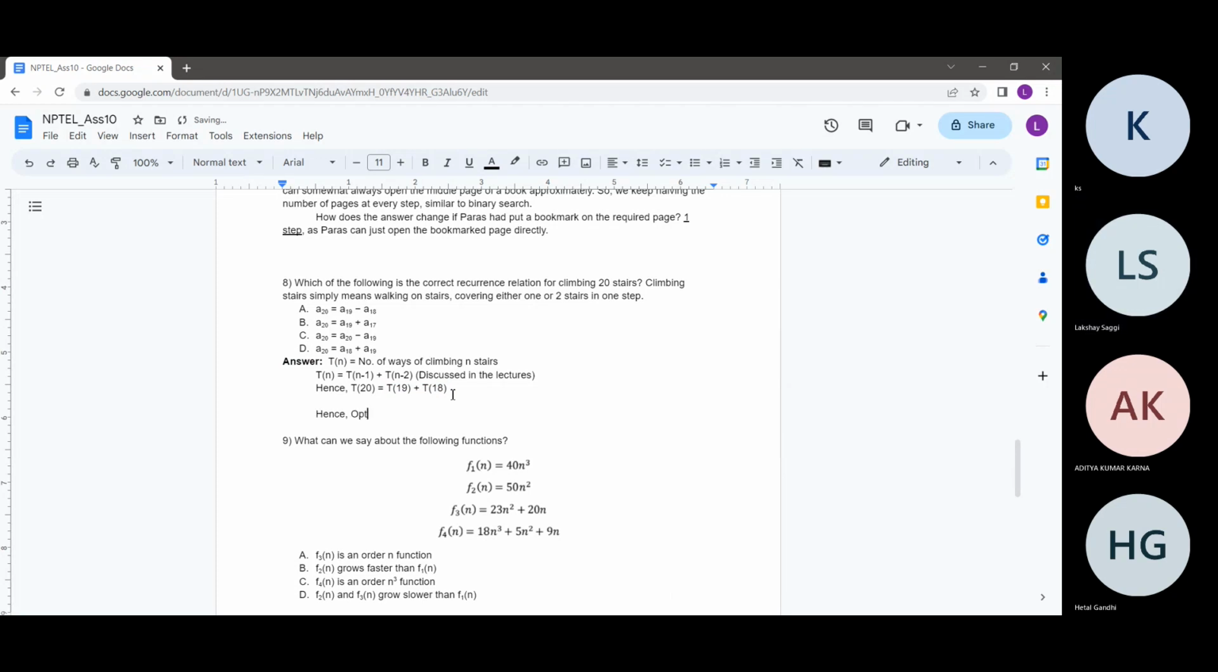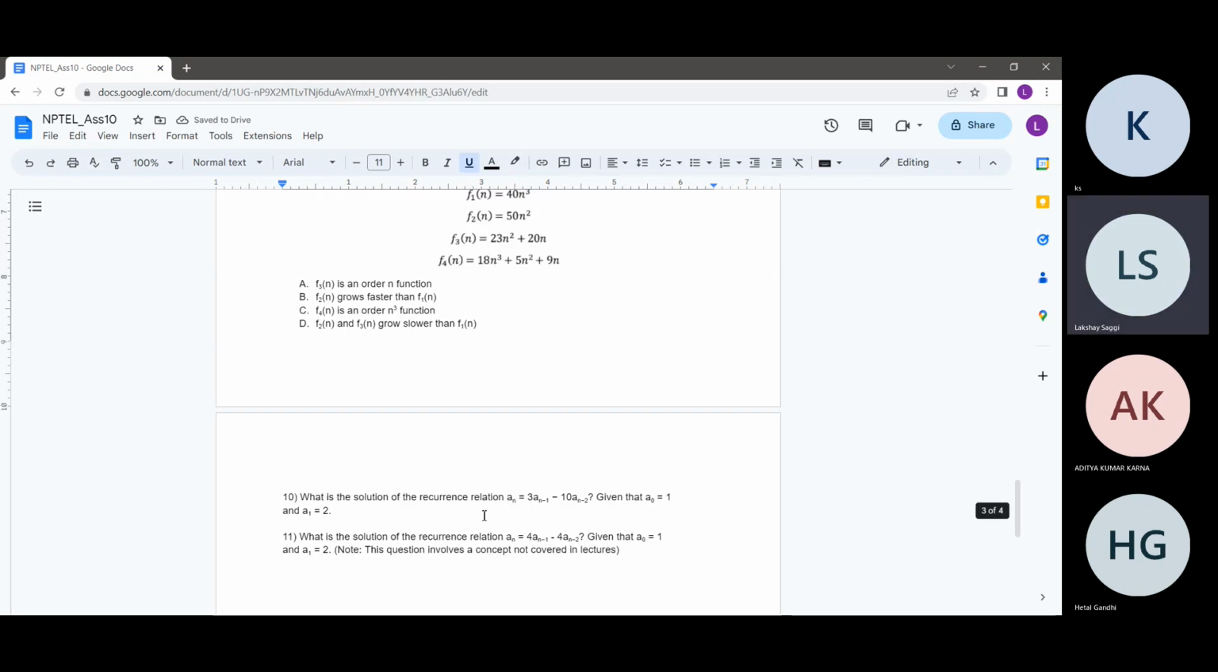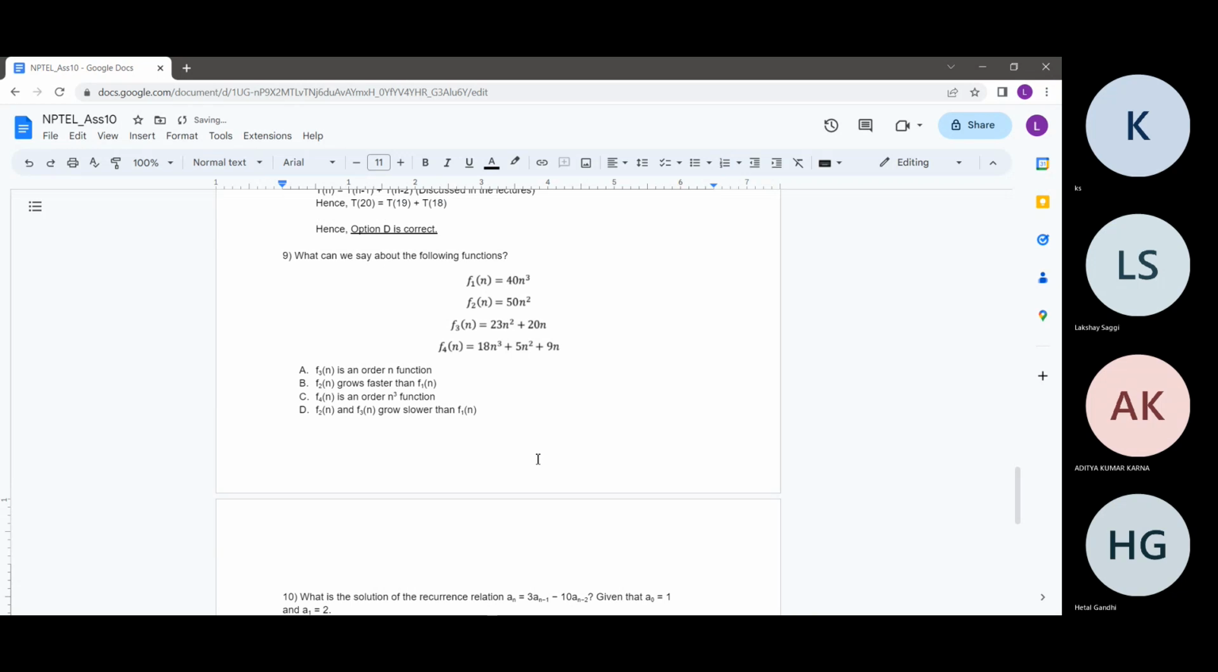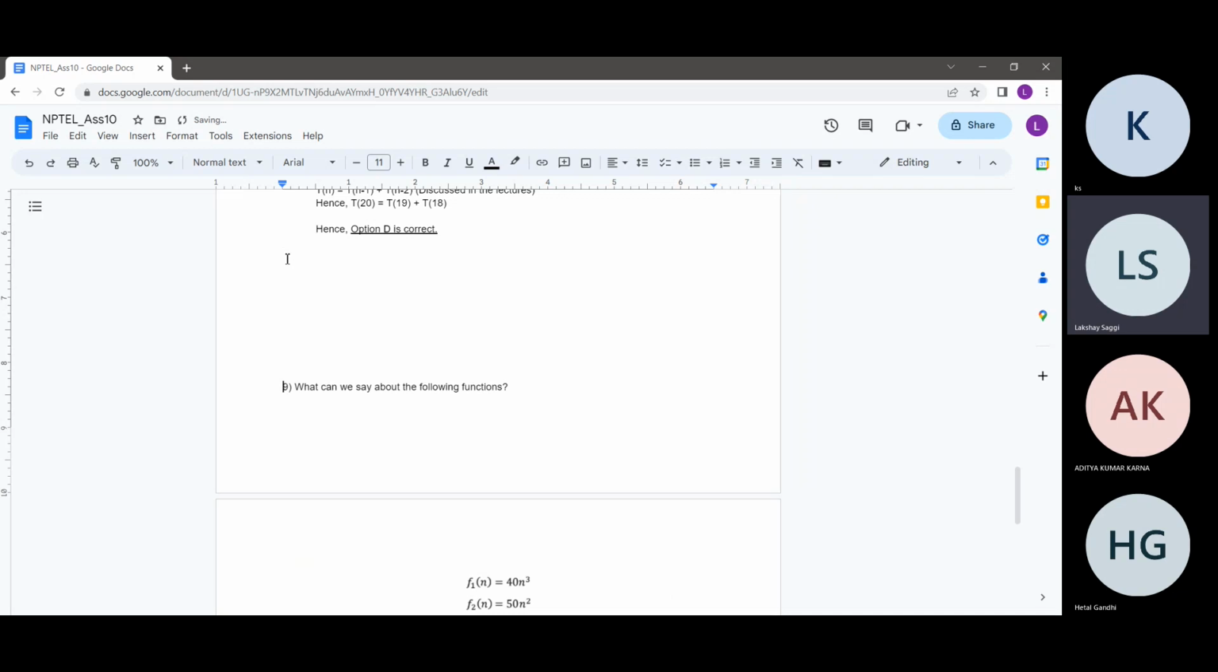Hence, option D is correct. I have not written down the logic for this recursion because it has been discussed in lectures, and I just discussed it already. So I hope it's clear to you guys. Okay, maybe I'll put the ninth question on the next page.